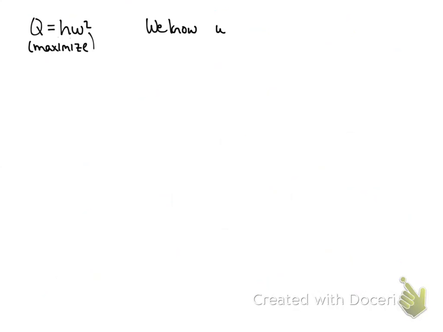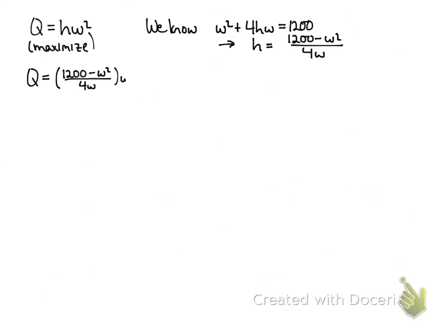So here's the situation. We want to maximize the function Q equals HW squared, and we know W squared plus 4HW equals 1,200. I can solve that equation. It's easiest to solve it for H. If I solved it for W, I'd have to use the quadratic formula, and nobody wants to do that. So I'll solve it for H and get (1,200 minus W squared) over 4W. And I can substitute that into Q. So Q is now H W squared, and it simplifies to (300W minus W cubed) over 4. That's the function I want to maximize.